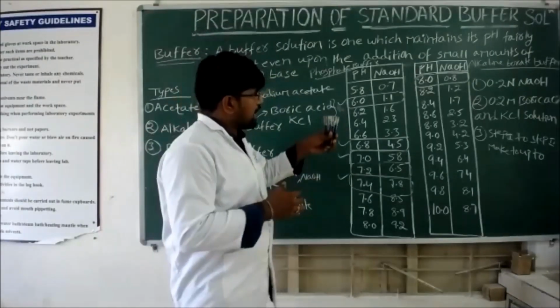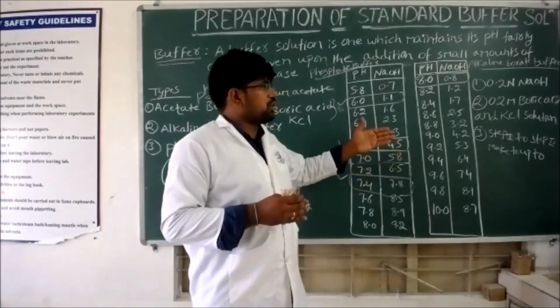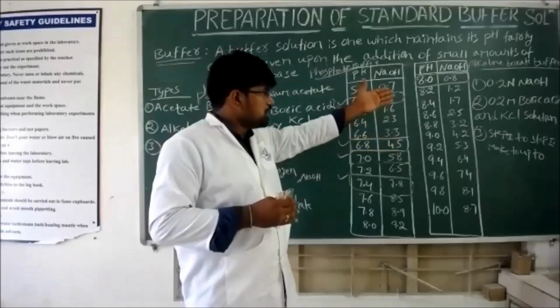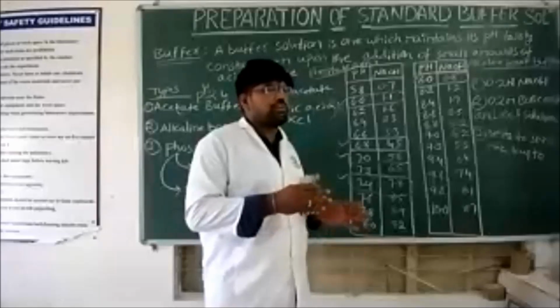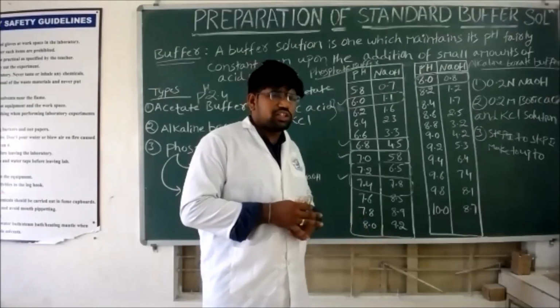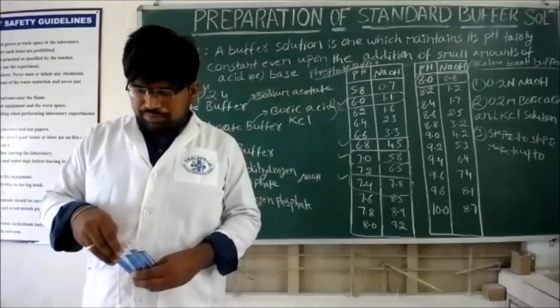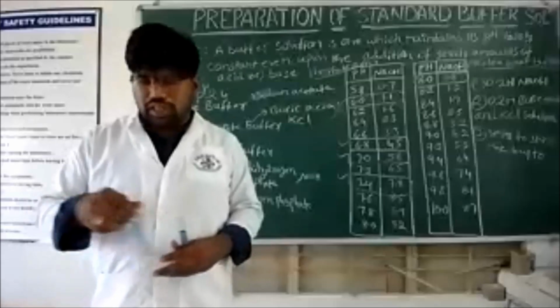Similarly, we will prepare the alkaline buffer and chloride buffer by adding 2 ml of 0.2 molar boric acid solution and potassium chloride solution to the specified quantity of 0.2 normal sodium hydroxide solution, and make up the volume to 10 ml with distilled water. In that way, we do the buffer preparations. Regarding the measurement of the buffer, I will discuss it in tomorrow's class.